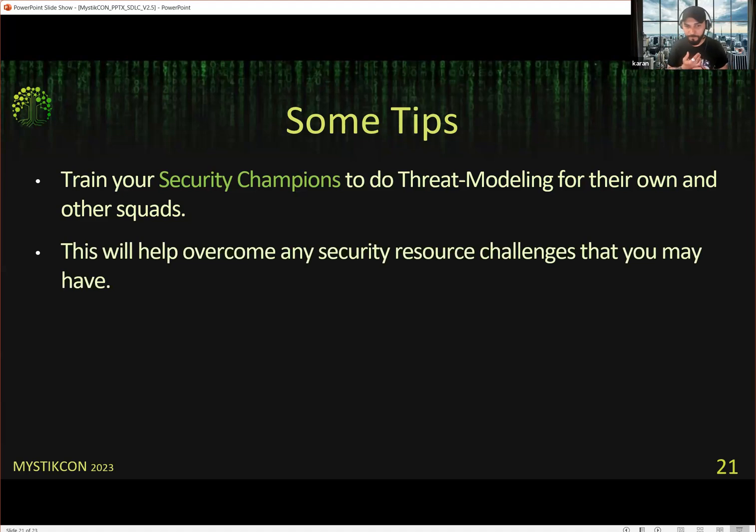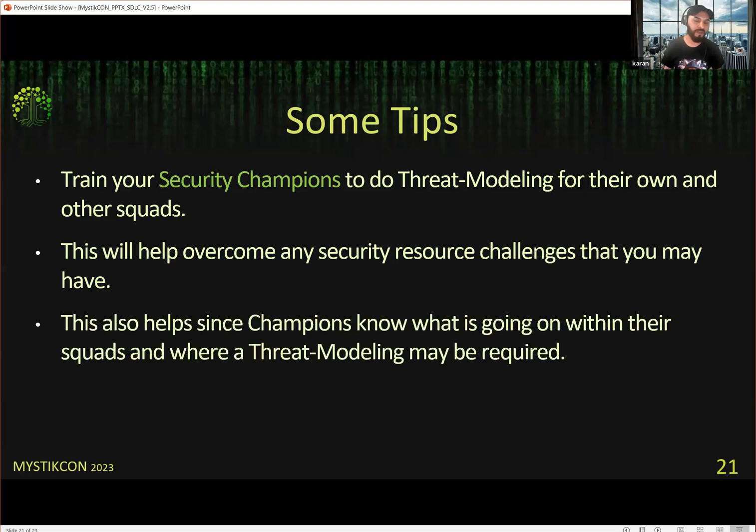Another thing is, once you have enabled or implemented a security champions program, this is going to help firstly with your resourcing gaps and resourcing challenges, because now you have enough resources who can do threat modeling. Right? So there is no longer an excuse that says, oh, we don't have security resources. Well, you can go to your security champions to get some sort of threat modeling done.